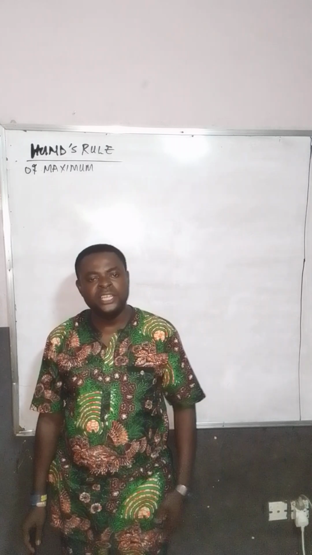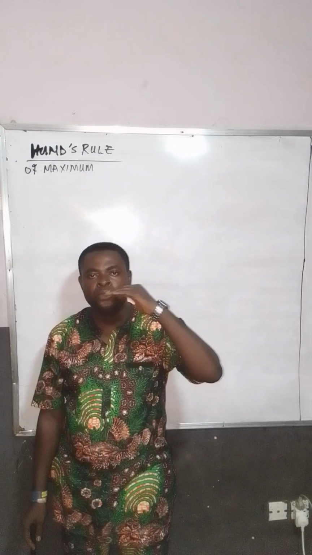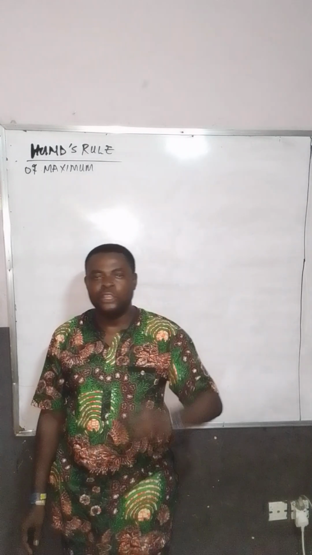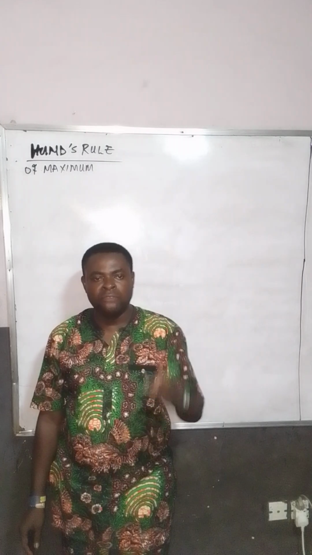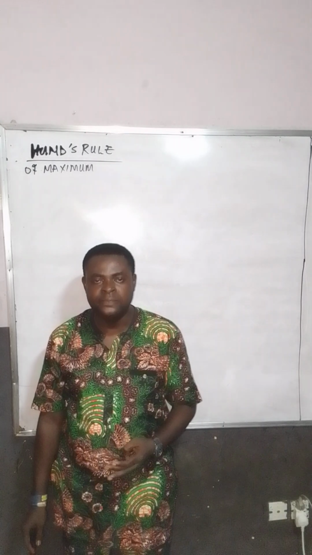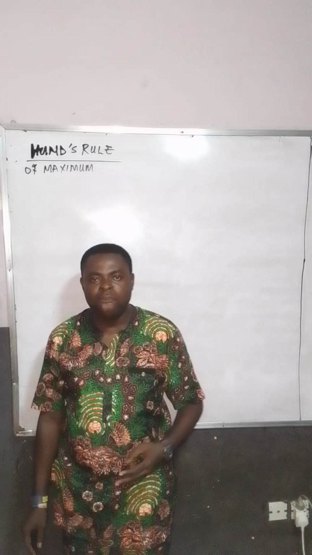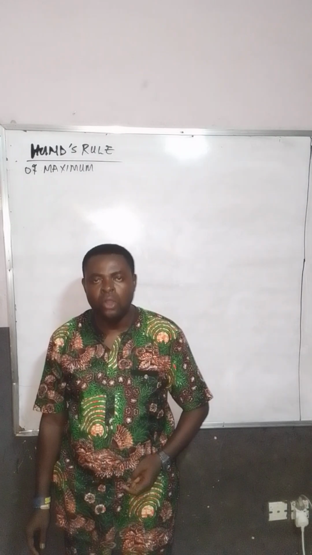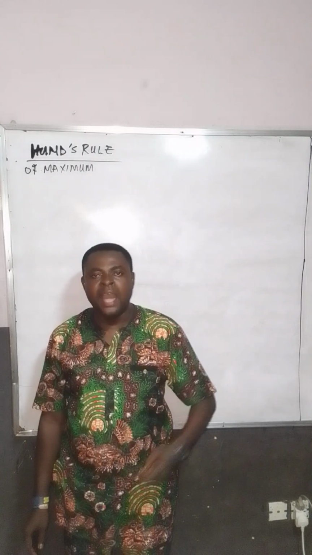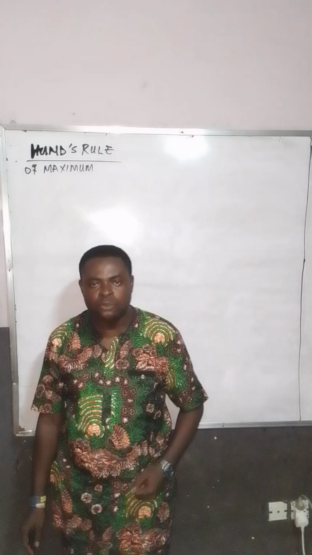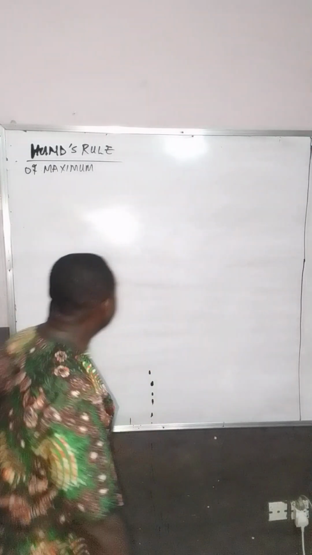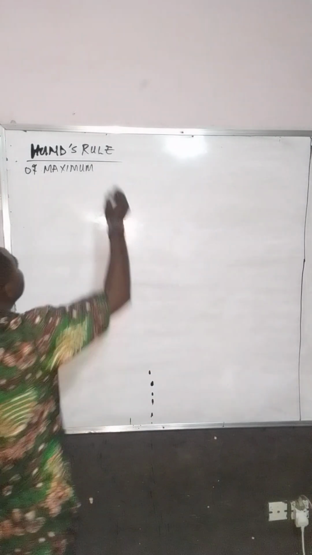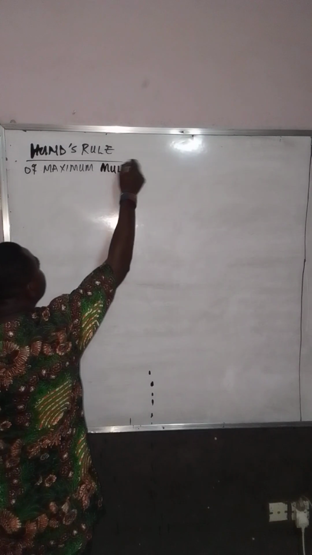We have started talking in chemistry, talking about laws guiding electronic configuration. We have talked about Heisenberg's uncertainty. We have talked about Aufbau's principle. Now we want to talk about Hund's rule of maximum multiplicity, after which we are going to talk about Pauli's exclusion principle. Now let's look at Hund's rule of maximum multiplicity.